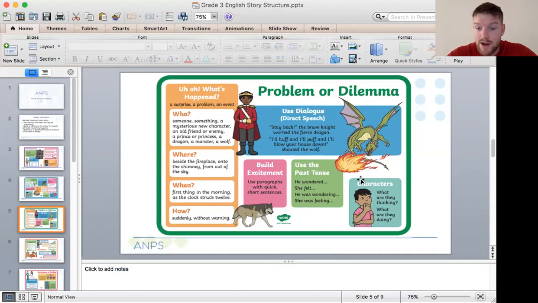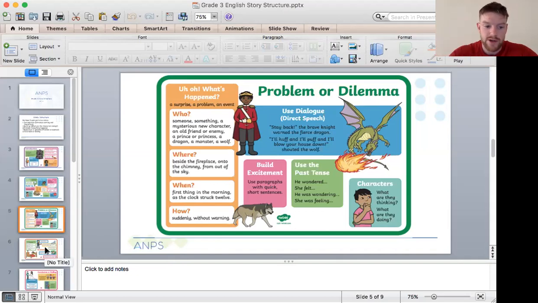And again, our characters, what are they thinking? What are they doing? What are they thinking when this new character arrives or when this problem happens? What are they thinking or what are they doing? So that's our third part where we introduce our problem.